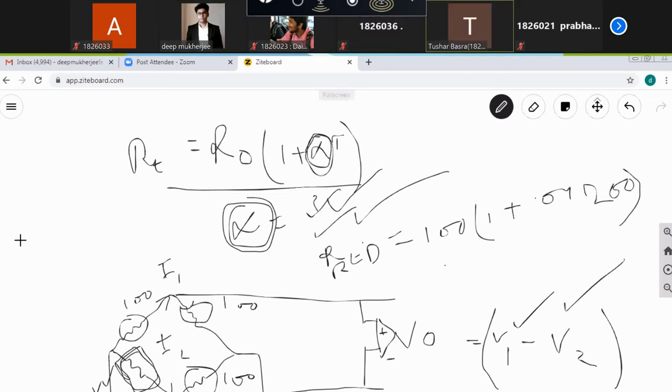Sir, why will the current go to the second 100 ohm? After the first 100 ohm, won't it just go to the op amp? No, it will not just go to the op amp. Actually, see, suppose this is the output line. I am drawing it once again, otherwise you cannot understand.